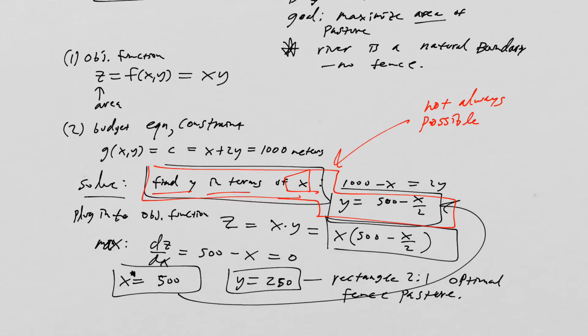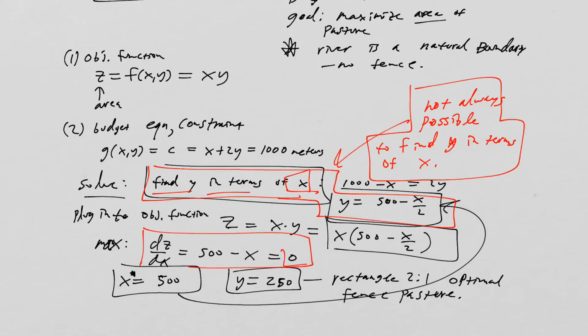Okay, in this case it was possible, but it's not always possible to find y in terms of x. All right, so now we're going to do a more general approach to solve these problems in cases where it's not possible to do this substitution method and turn it into a one-dimensional problem where we just take one derivative and set it equal to 0. Okay, so let's try this more general approach.